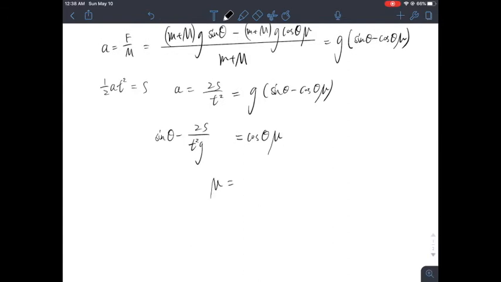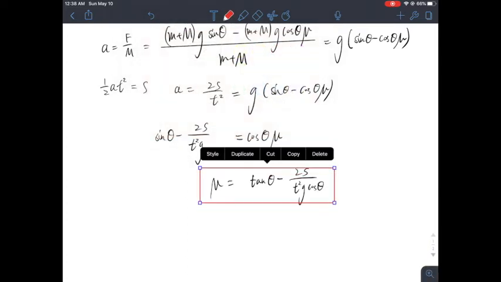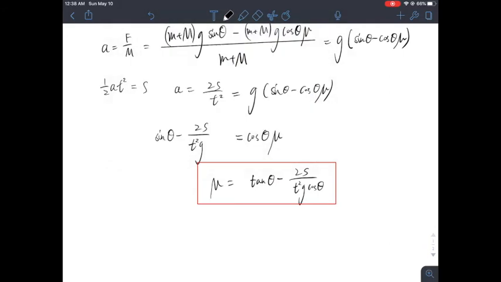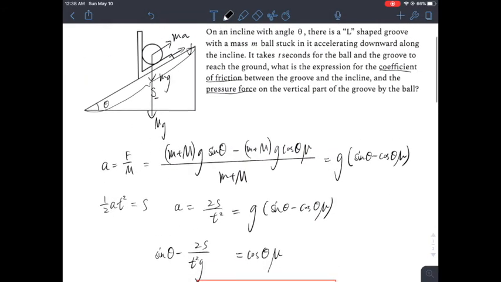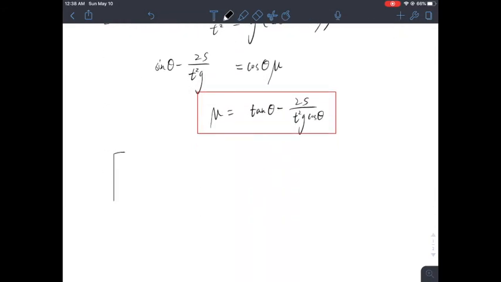Then we can solve for mu. We solve and simplify the expression. We get mu is equal to tangent theta minus 2s divided by t squared g times cosine theta. And that's our first solution, the coefficient of friction.